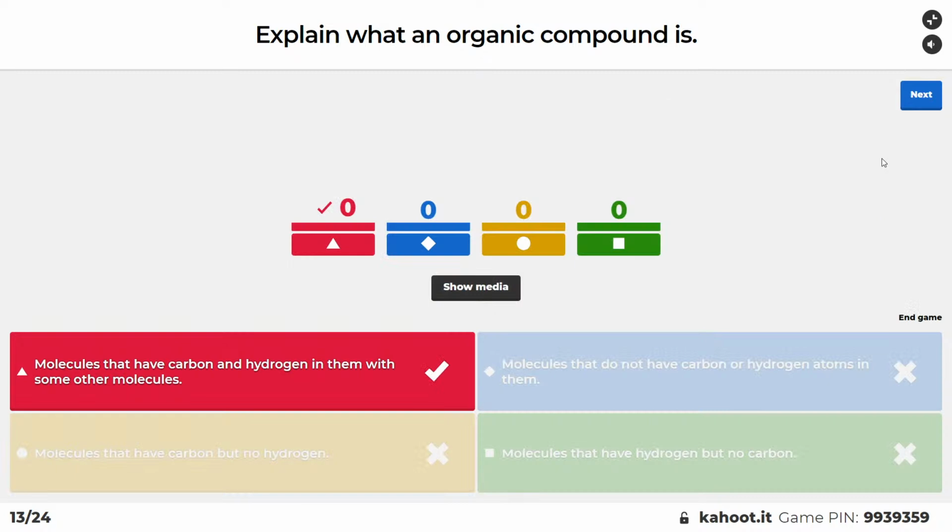Okay, so this one's definitions again. But the answer is A. Organic compounds are molecules that have carbon and hydrogen in them with some other elements. The main thing you need to know is that all organic compounds need to have both carbon and hydrogen. They can't have only one. They need both of them. Again, more memorization. Basically what bio is.